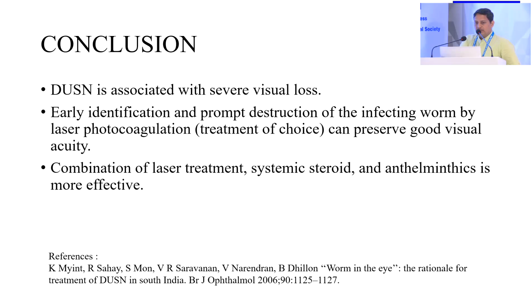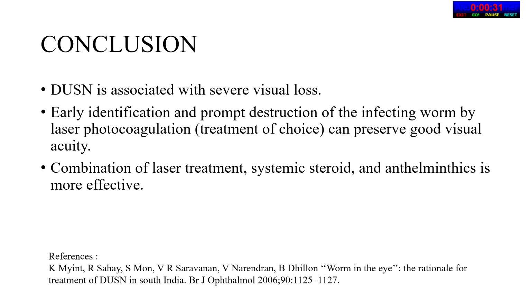So we conclude that DSN is associated with severe visual loss. Early identification and prompt destruction of the infecting worm by laser photocoagulation, that is the treatment of choice, can preserve the good visual acuity. A combination of laser treatment, systemic steroids, and anthelmintics is more effective. References are there. Thank you.